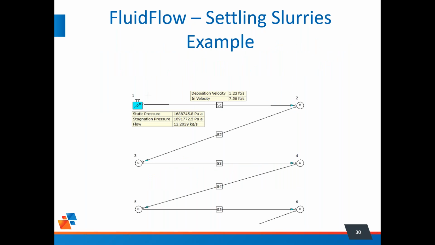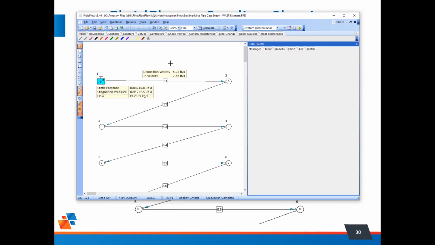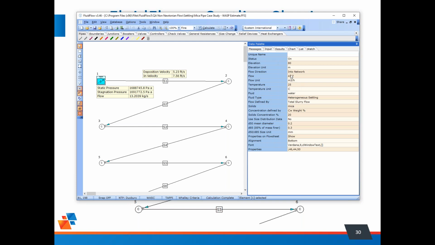Let's take a quick look at an example here. I'm just going to move my FluidFlow over to this share screen. So we have a system with an inlet flow rate here, and here's the way the settling slurry is defined as heterogeneous settling, as opposed to Newtonian, non-Newtonian non-settling, pulp and paper stock, and two-phase being the other options. So heterogeneous settling, with the flow defined as either solids only, carrier only, or total slurry flow.